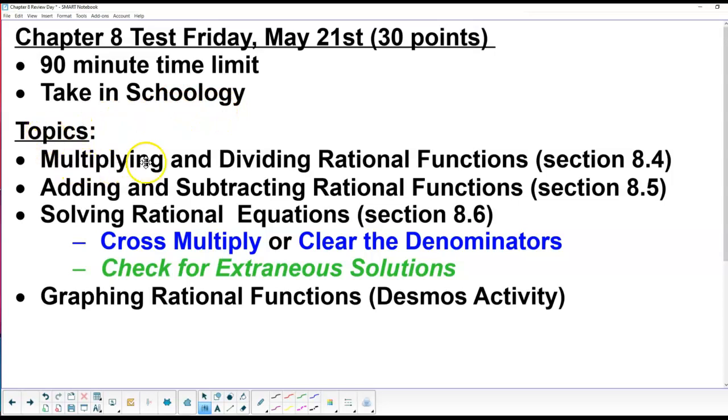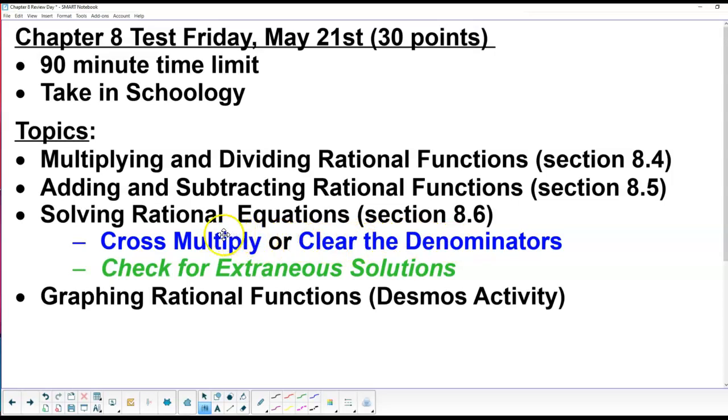The topics are going to be multiplying, dividing rational functions, which was 8.4 in our textbook, adding, subtracting rational functions, which was 8.5, and then solving rational equations. We had 2 methods for that. That came out of 8.6 in the book. One was cross multiply, the other one was clear denominators.